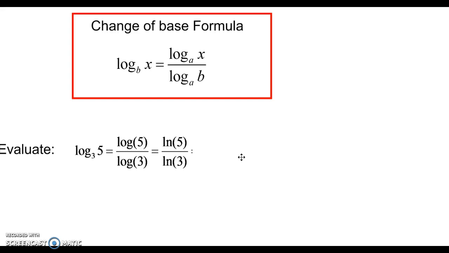Occasionally you might use it in calculus or something, but many times it was just because we couldn't type log base 3 of 5 in our calculators. Now we can. And so we can literally change the base to anything. I changed it to base 7. You could change the base to anything if you use the change of base formula.